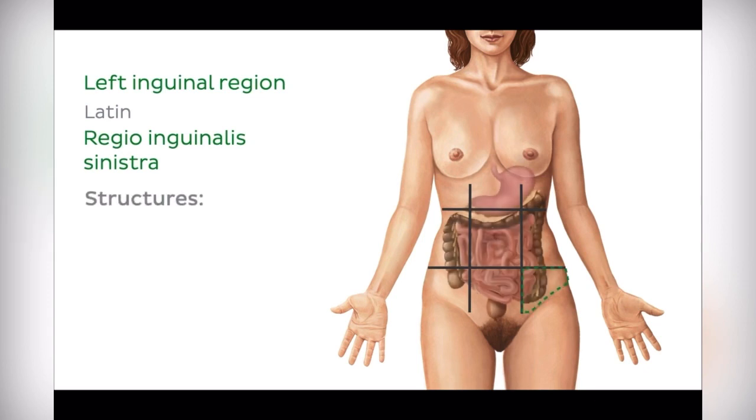Structures of this region include components of the small intestine, the descending colon, and the sigmoid colon. In females, the left ovary and left fallopian tube are also located here. These structures are not visible in this image as they are located deep in the pelvis.